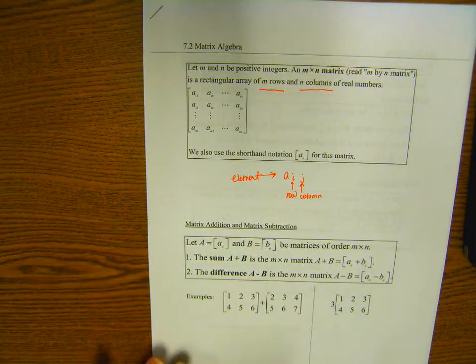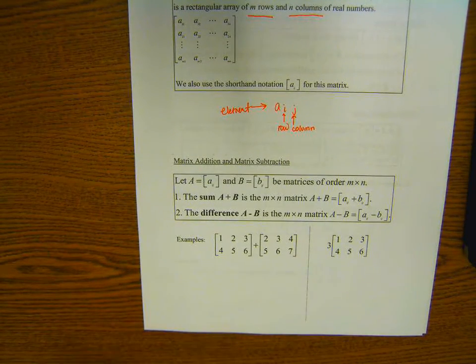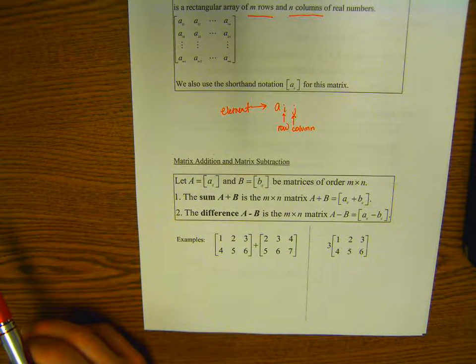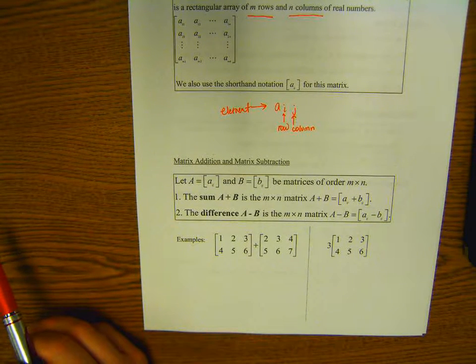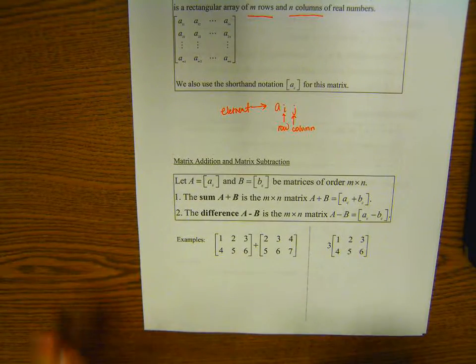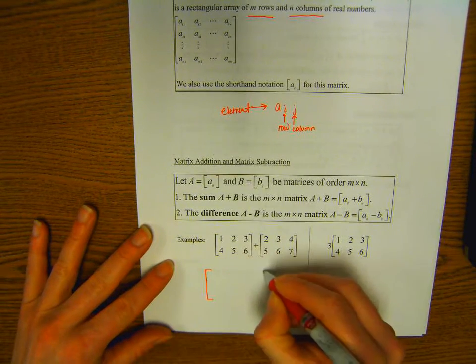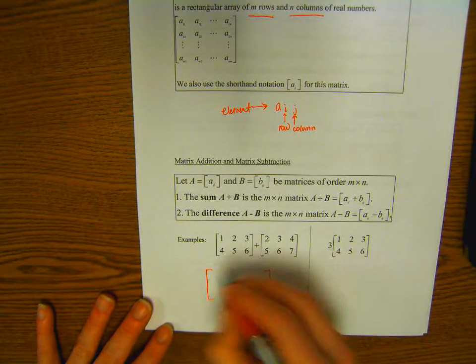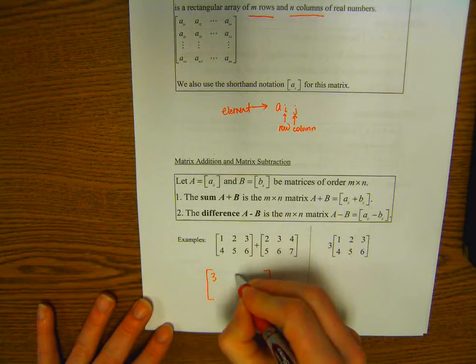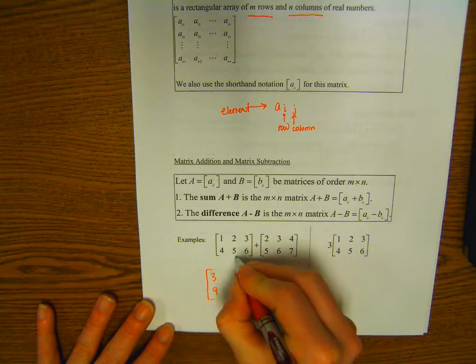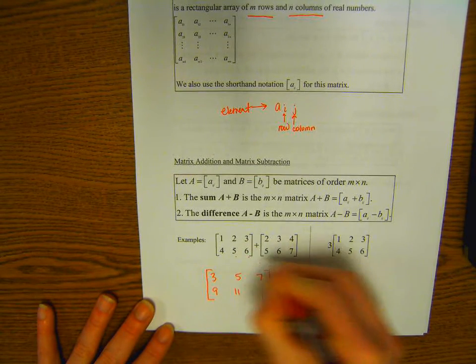All right. Let's just review matrix addition and subtraction. In order to add or subtract matrices, you can't add and subtract every matrix. They would have to have the same dimensions. I hope that makes sense. So if I wanted to add these together, pretty simple, I just add the elements that are in the same spot together. So 1 plus 2 is 3. 2 plus 3 is 5. 3 plus 4 is 7. 4 plus 5 is 9. 5 plus 6 is 11. Okay, does that make sense?